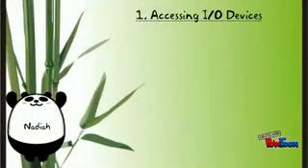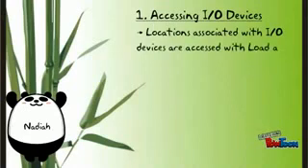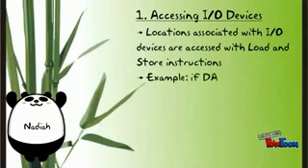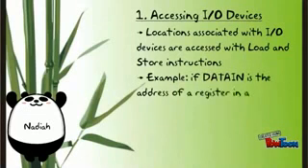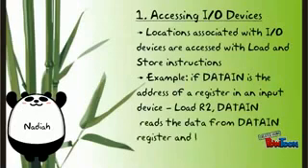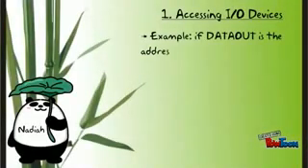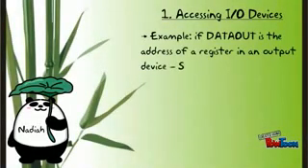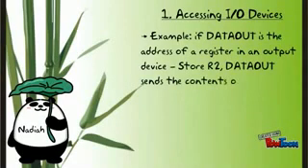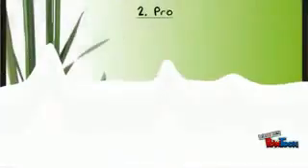Accessing I/O devices. Locations associated with I/O devices are accessed with load and store instructions. Example, if DATAIN is the address of a register in an input device, Load R2, DATAIN reads the data from the DATAIN register and loads them into processor register R2. Example, if DATAOUT is the address of a register in an output device, Store R2, DATAOUT sends the contents of register R2 to the location DATAOUT register.